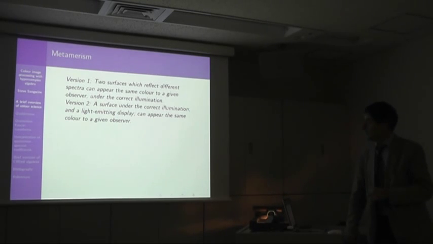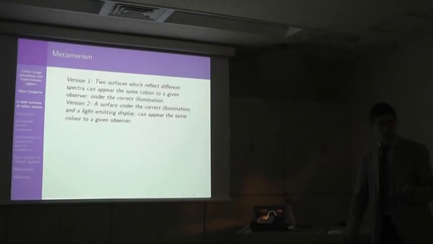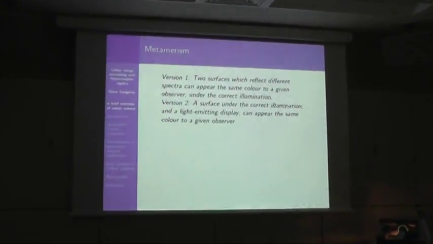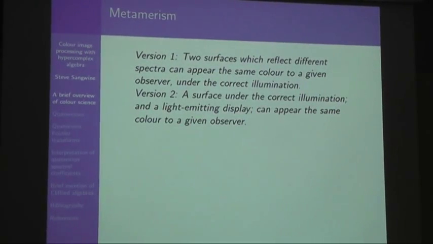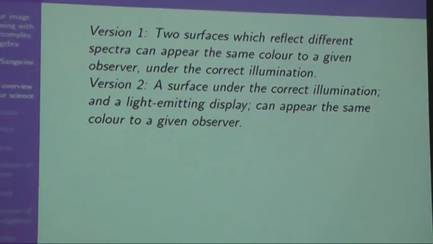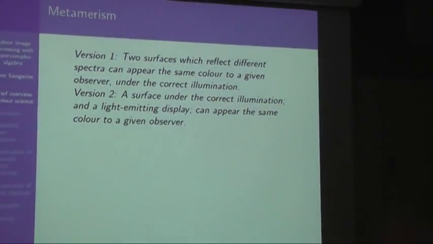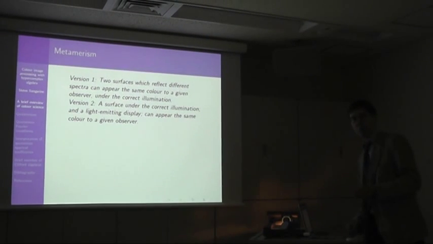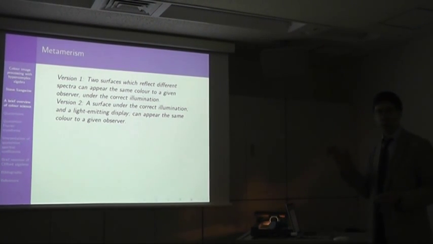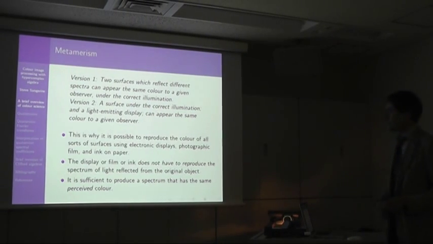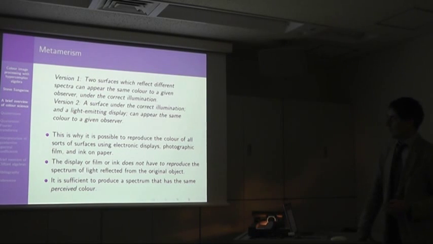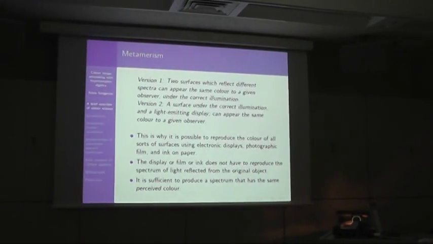The second statement is very important for projector displays, computer displays, digital photography, analog photography using film and photographic paper, because what that says is you can reproduce the colours that you see with your eyes using photographic materials and computer displays. And again, they don't have to reproduce the same spectrum, they just have to reproduce the same colour, which is a very important property, because otherwise we would not be able to have colour photography or colour displays. So, these two statements about metamerism explain why we're able to have electronic displays, photographic film, ink on paper, reproducing apparently natural colours.